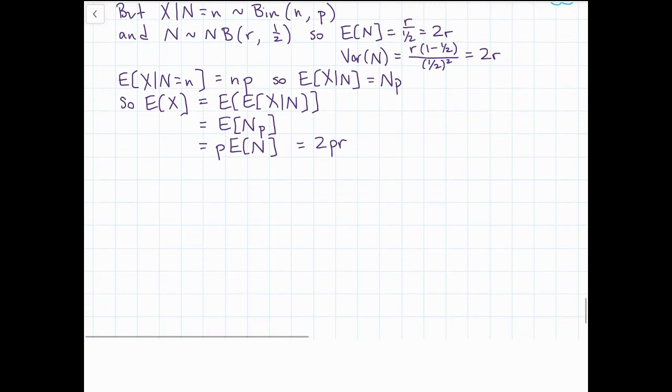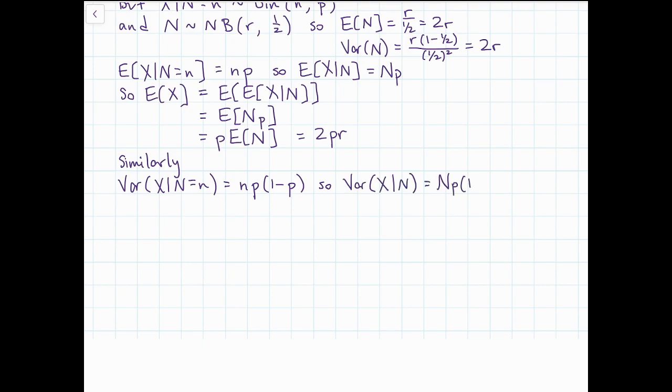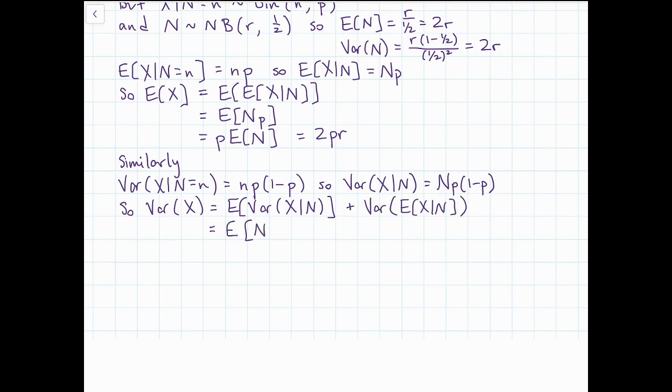What about the variance? Again, because X given N equals little n is binomial, the variance of X given N equals little n is n times p times 1 minus p. And again, the random variable Var of X given N is capital N times p times 1 minus p, just replacing that little n with a big N. So that lets us get the unconditional variance of X using that conditional variance formula. We have those two pieces that we're adding up.